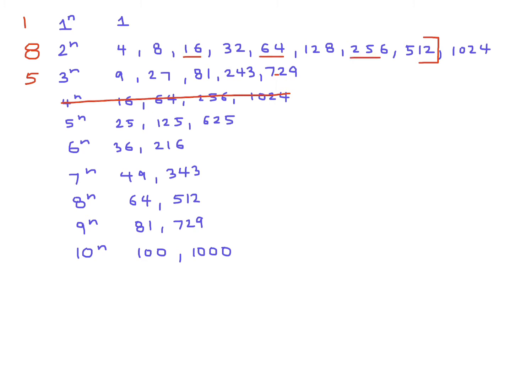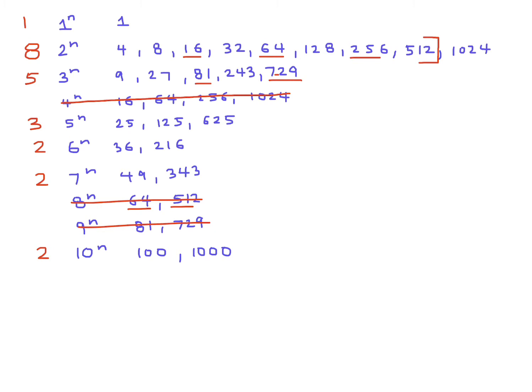So you got to be careful about that. 5 to the power of n, I've got 3 unique ones. 6 to the power of n, 2. 7 to the power of n, 2. 8 to the power of n, they've already been counted, so I'm going to cross those out. 9 to the power of n, I've also been counted up here, so I got to cross those out. 10 to the power of n, I've got 2 unique ones. All right, so let's continue with this list.